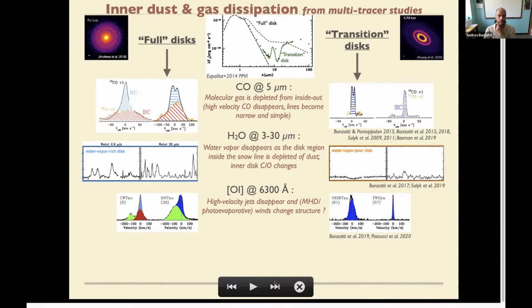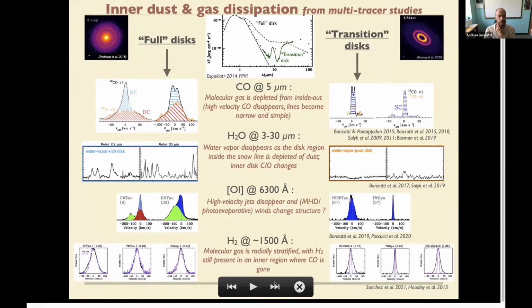Next. And finally, the final tracer I want to highlight is H2 from HST in the UV. Here we see that molecular tracers, CO and H2, trace similar regions of the disk, again broad lines and collocated from their similar line shapes. Transition disks show that as the dust is evolving, there is a radial stratification in the gas, where there is an inner region where H2 still survives and CO is gone.